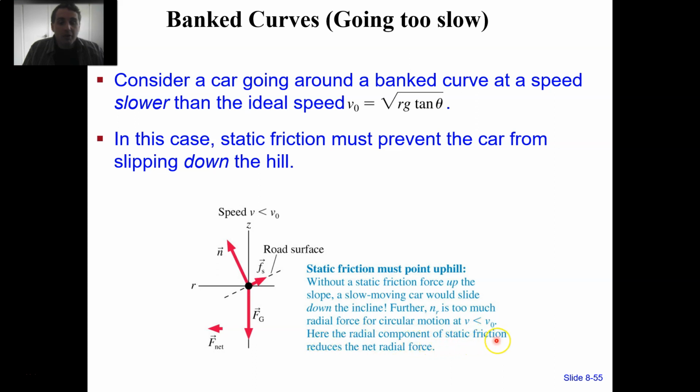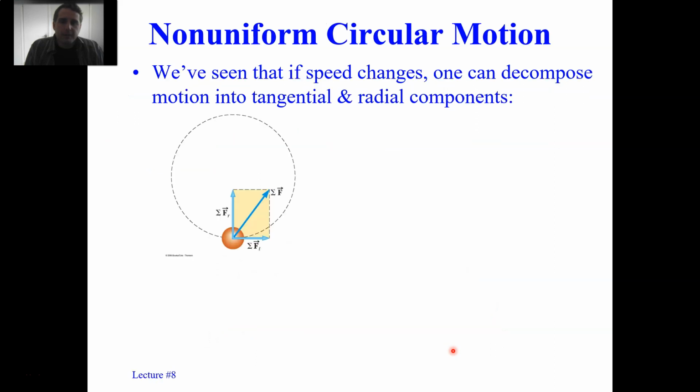Here, the radial component of static friction reduces the net radial force. Okay, so that's kind of the idea. All right, so non-uniform circular motion. What's going on with non-uniform circular motion? I discussed this before in terms of acceleration, but now I want to discuss this in terms of forces.